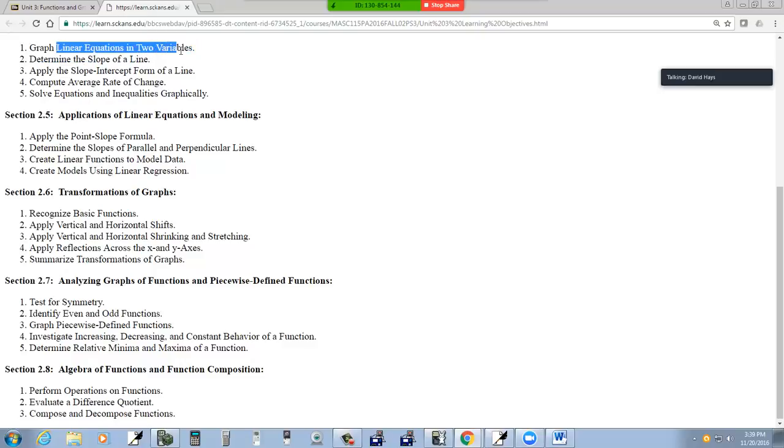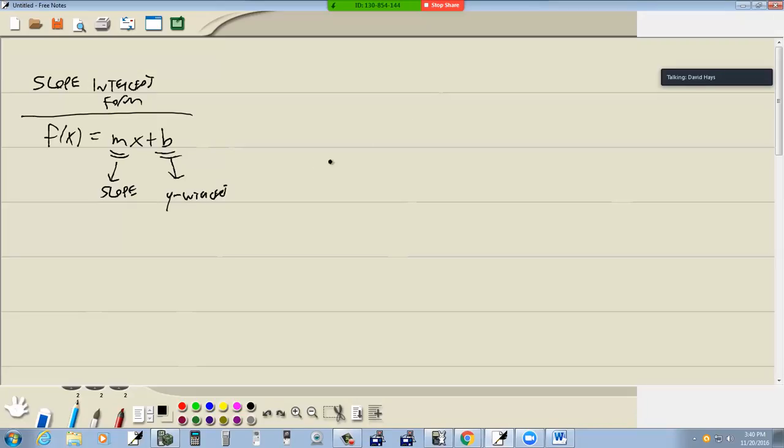Now graphing linear equations in two variables, I won't show that, but you could plot points if you wanted to. Determine the slope of a line, we just did that. Apply the slope-intercept form of a line. I'm guessing what they mean there is you can actually graph using that. And that's actually a pretty easy way if you don't have a graphing calculator. If I have, for example, y is equal to 1/3 x minus 2.